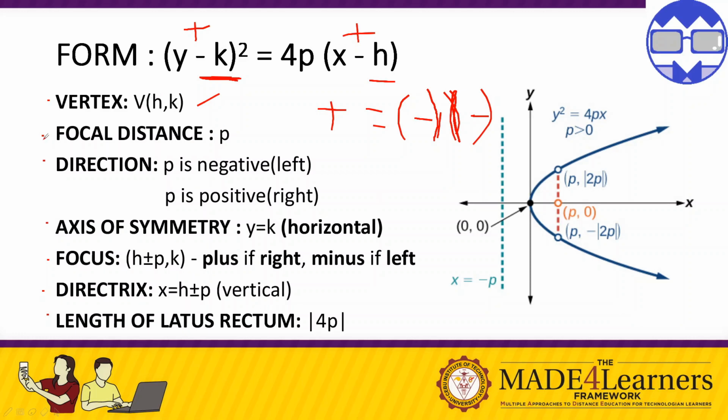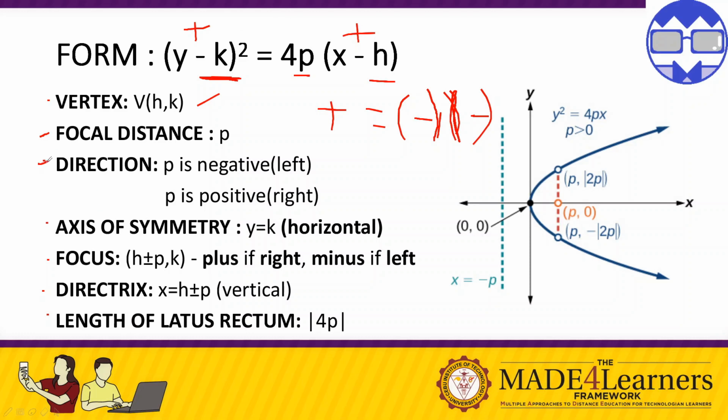Okay, then we have the focal distance. The focal distance here can be found in this part, 4p. So if we're given a constant, we simply divide it by 4. For example, if the constant here is 12 or 8, just divide by 4, and whatever the answer is, that is the focal distance. So if it's 8, 8 divided by 4, the focal distance is 2.